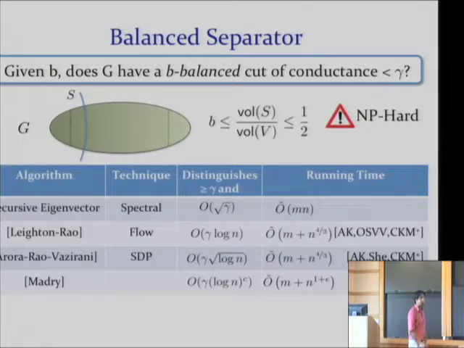So root gamma is bigger than gamma. So this doesn't distinguish less than or equal to gamma. Root gamma is smaller than gamma, sorry, this is a typo. So it's smaller than gamma. You have a really good cut versus a root gamma cut.